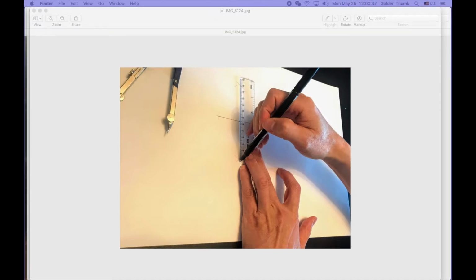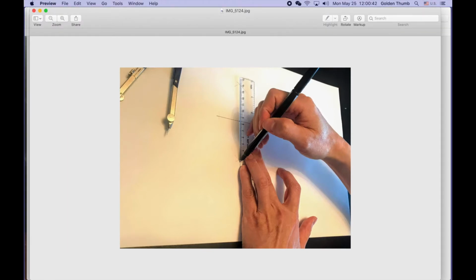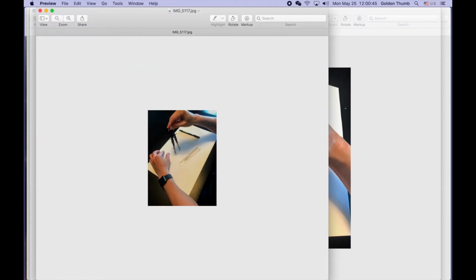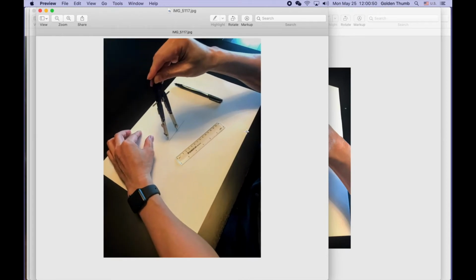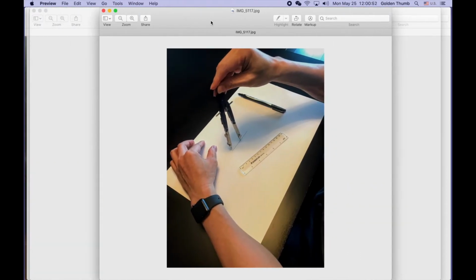Now let's talk about how to use the compass. You put the needle of the compass wherever you want to put the center of the circle, and rotate the compass gently, always gently, right?